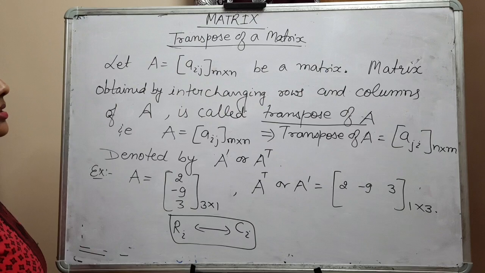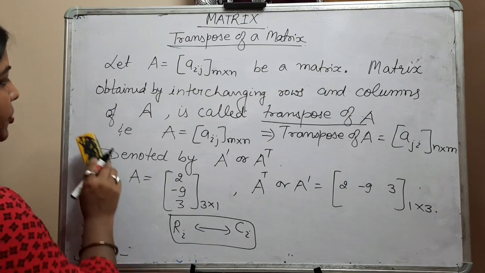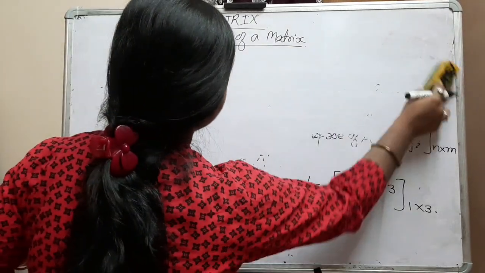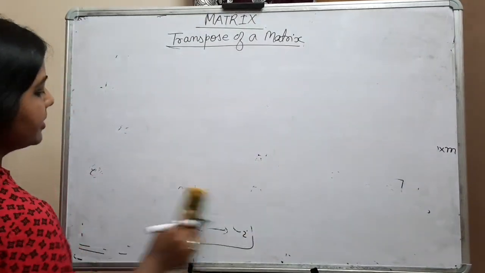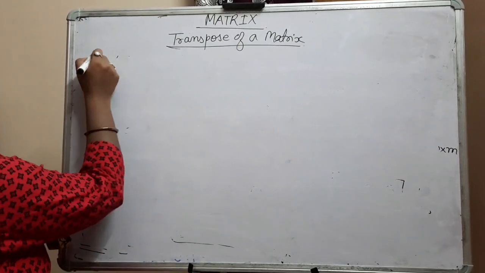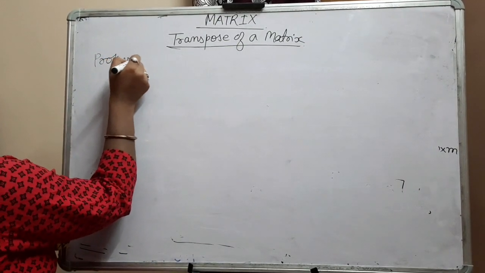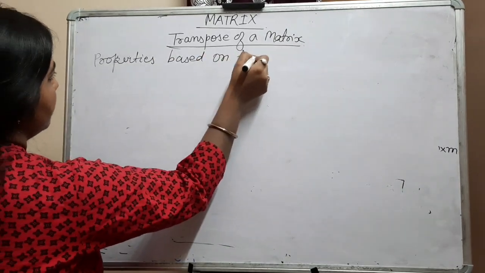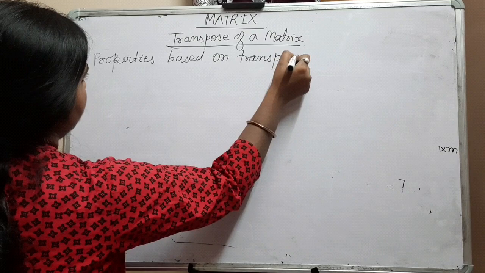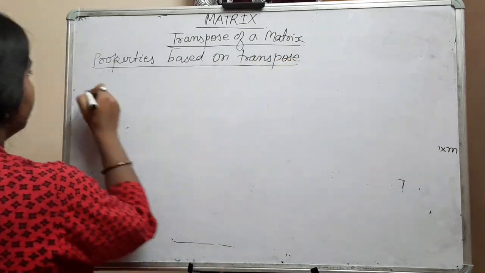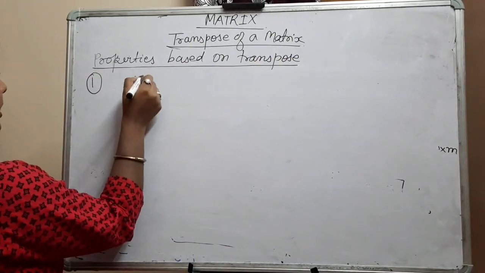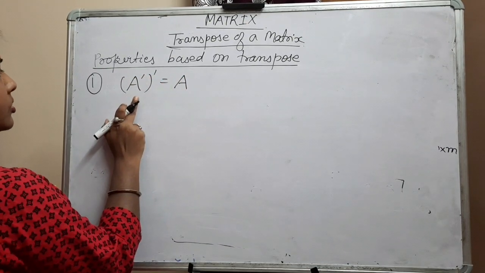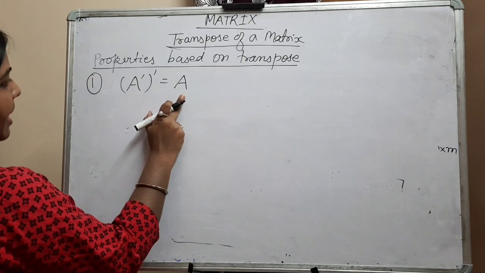Now we will discuss some properties based on transpose. There are 4 properties based on transpose. First property is (A dash) whole dash equals A. Transpose of the transpose of a matrix equals matrix A.